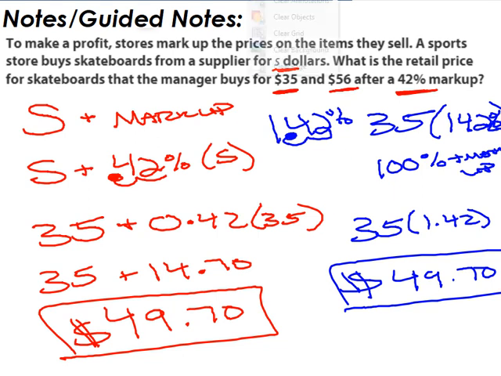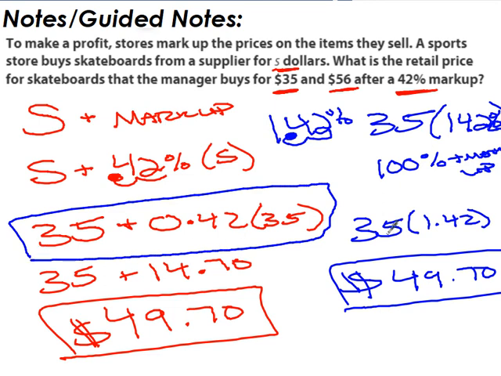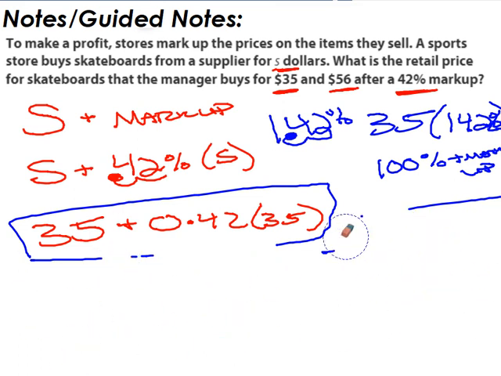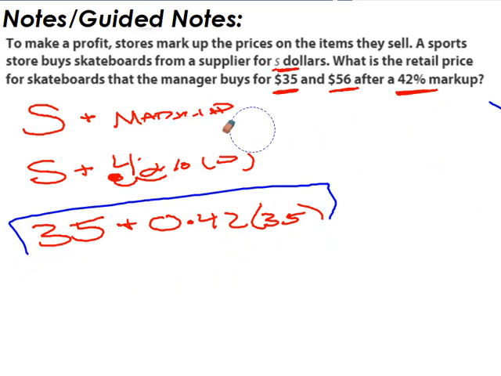Okay, so now what I want you guys to do is just write the two expressions for the $56. Write an expression that looks like this for the $52, and then an expression that looks like this for the $56 skateboard. So we figured out the new price of the $35 skateboard is $49.70 in the stores. I want you to do the same thing for the $56 skateboard, and it should be fairly similar. And then once you do that, go ahead and solve it.